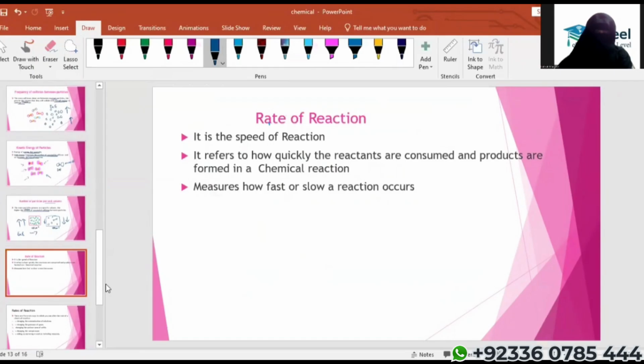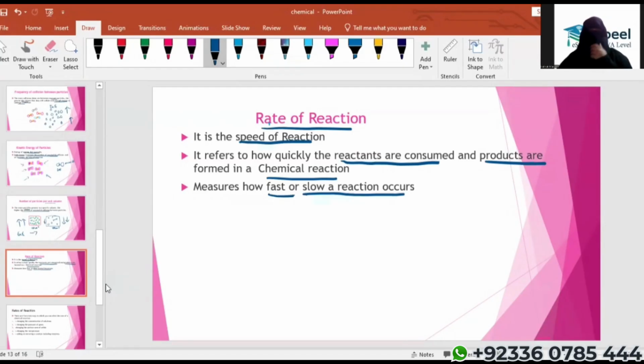Now we can start with the rate of reaction. What is the rate of reaction? Rate of the reaction is the speed of the reaction. It refers to how quickly the reactants are consumed and the products are formed in a chemical reaction. It measures how fast or slow a reaction occurs.